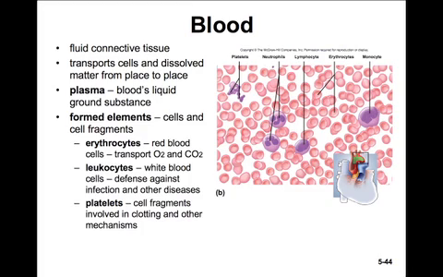Blood is our final connective tissue. Blood is involved in transporting cells and dissolved matter from place to place. The plasma is the blood's liquid portion. It's actually ground substance, so it's not gelatinous at all in this case. The formed elements, like the red blood cells, the erythrocytes, the white blood cells, leukocytes, and platelets, are the cellular component of blood.